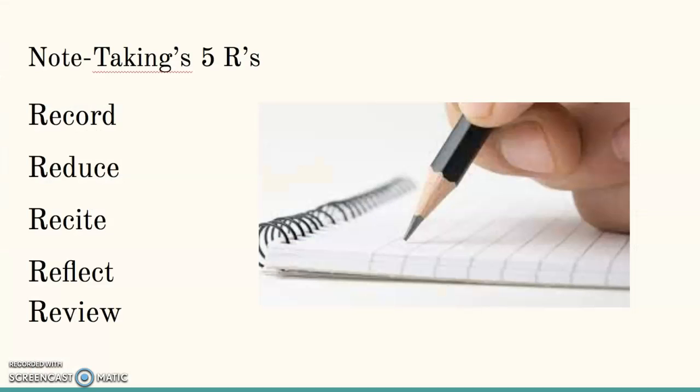And then note taking's 5 R's. So recording, reducing, reciting, reflecting, and reviewing. So obviously recording is writing everything down, just as the 3 examples that I just showed you. Reducing basically means that you are not supposed to write down every single word. That would not be good because you would just be writing too much. Again, it's only the key words and key information about those words that you need to put in.